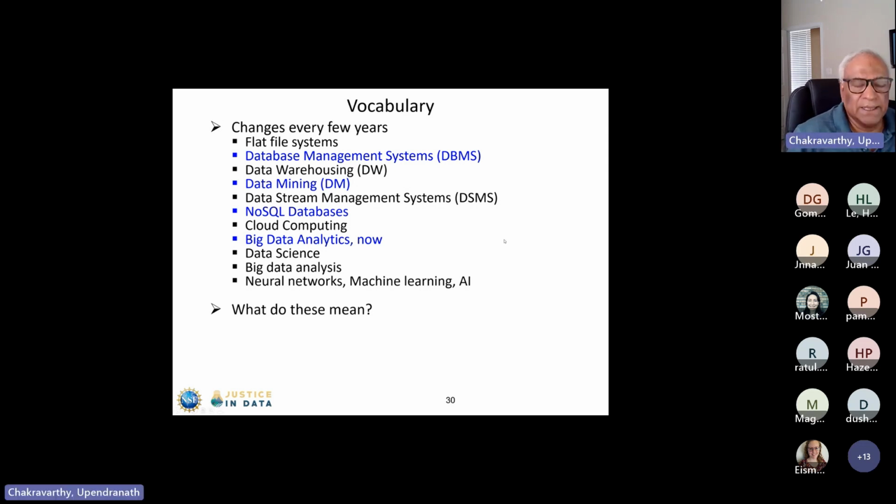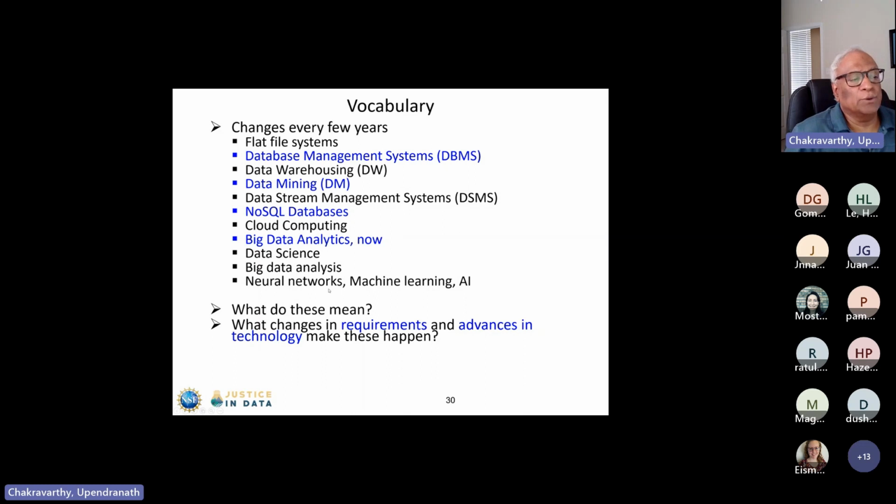From the point of view of data analysis, what does it mean? It means that changes in requirements and advances in technology make this happen. These things cannot happen without some underlying changes in different types of technology. It could be in hardware, it could be in software, it could be in networking, it could be in the development of new algorithms, sophisticated ways of looking at things. So this goes hand in hand, and we will see how this has happened. Or sometimes you wonder whether it's just old wine in a new bottle.